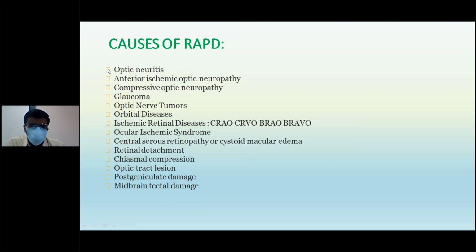Any lesions of the optic nerve will cause RAPD. Glaucoma is also a disease of the optic nerve, a chronic progressive optic neuropathy. So, any lesions of the optic nerve will cause RAPD. The most important is optic neuritis or lesions of the optic nerve. That is the most important cause for RAPD.